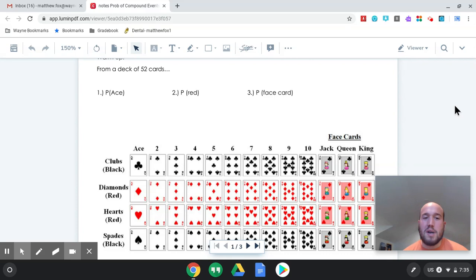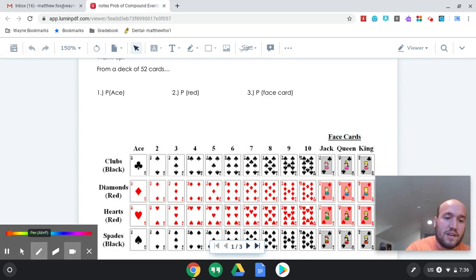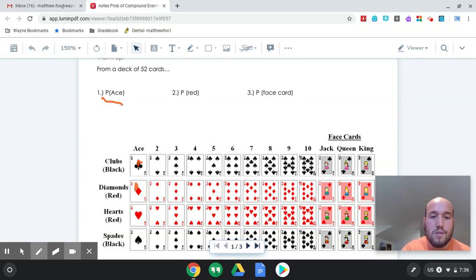We want to know, if I randomly draw a card from that deck, in the case of our first problem, what's the probability that it is an ace? Right here, there are 1, 2, 3, 4 cards that are aces. So we put 4 possible over 52, the total amount. Several of you did a great job writing your initial ratio. However, you forgot to reduce. 4 does go into 52 13 times, so this can reduce to 1 over 13.